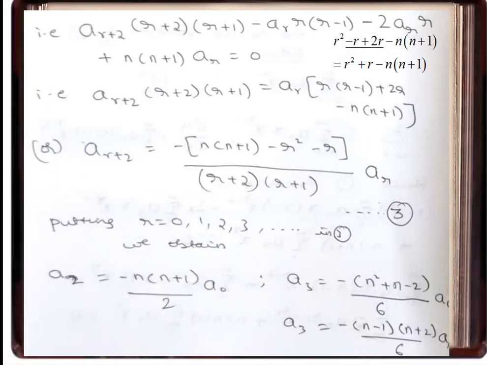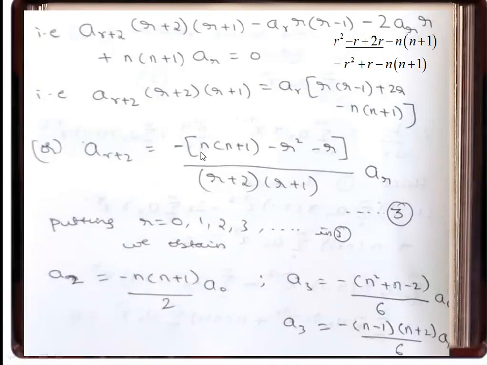What is equation 1? The given differential equation, this Legendre's differential equation, is equation 1. Then the assumed series solution is equation 2, and this is equation 3. Next, putting r equal to 0, 1, 2, 3 and so on in equation 3, we shall observe what we'll get. If you substitute r equal to 0, then you get a2.